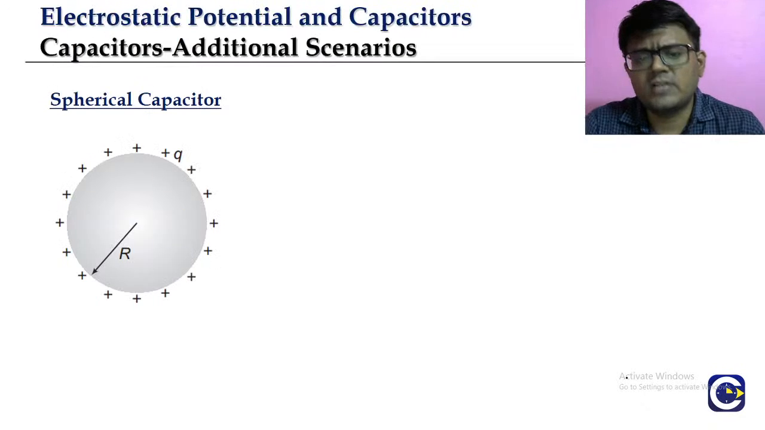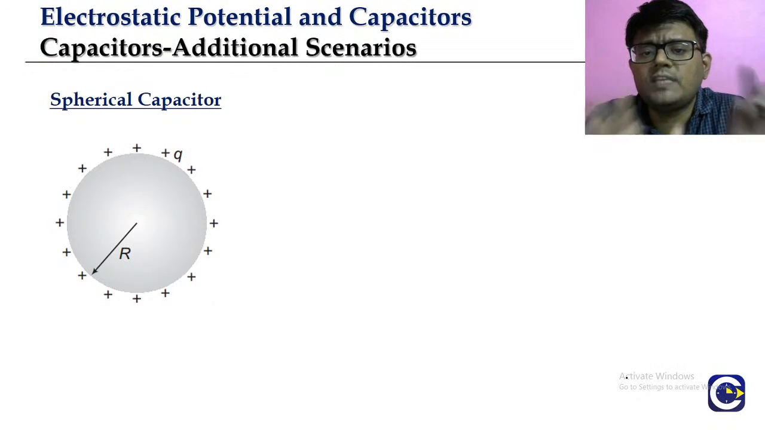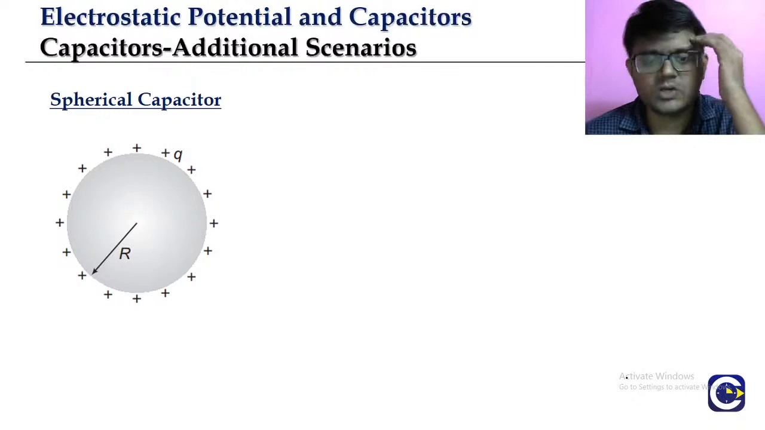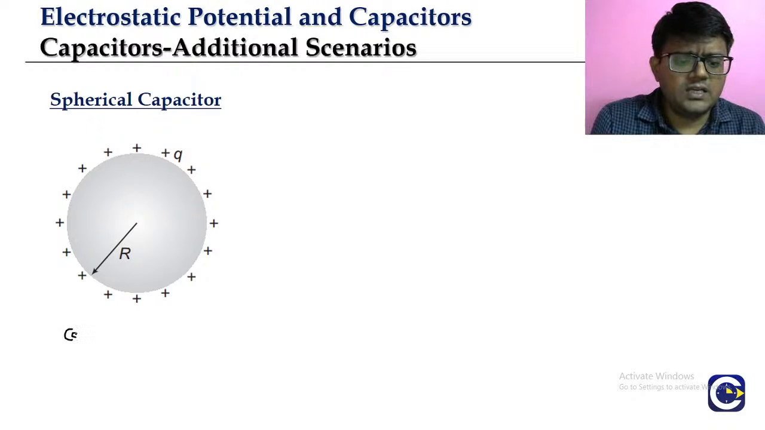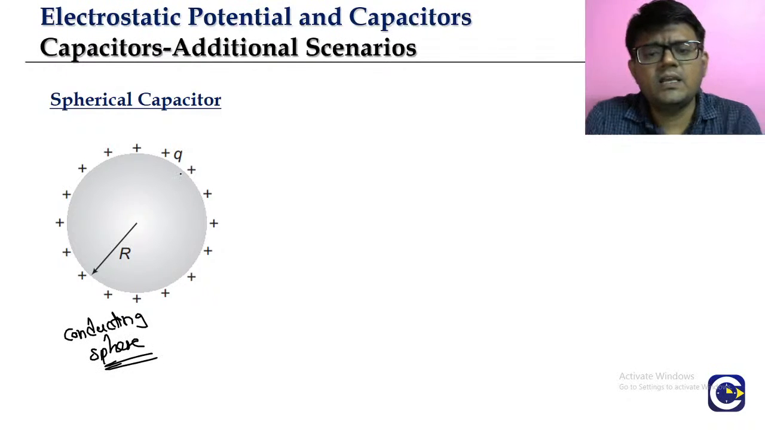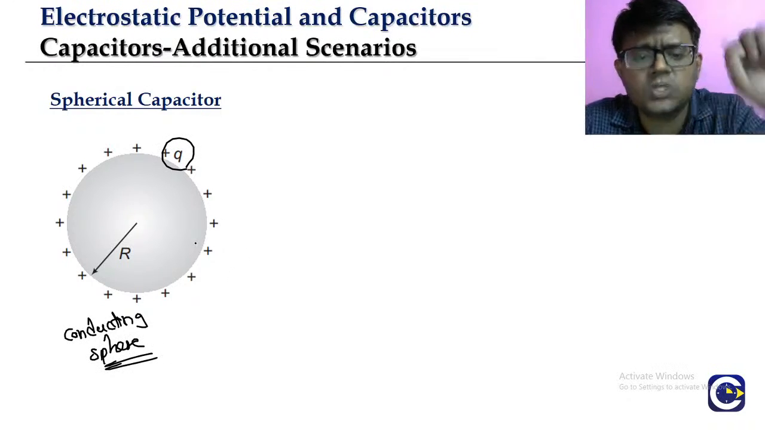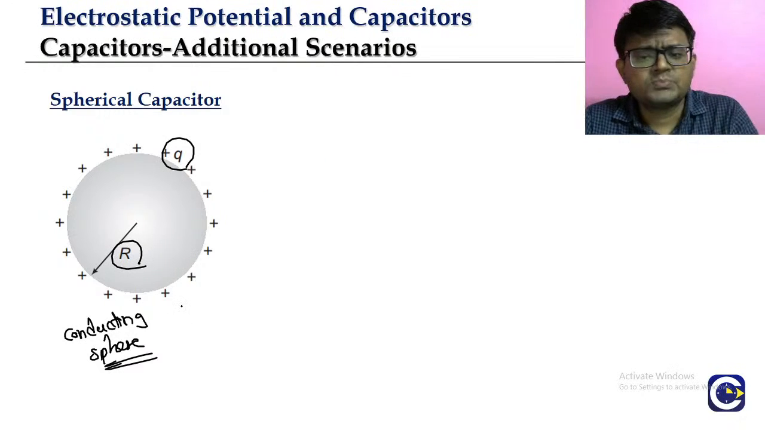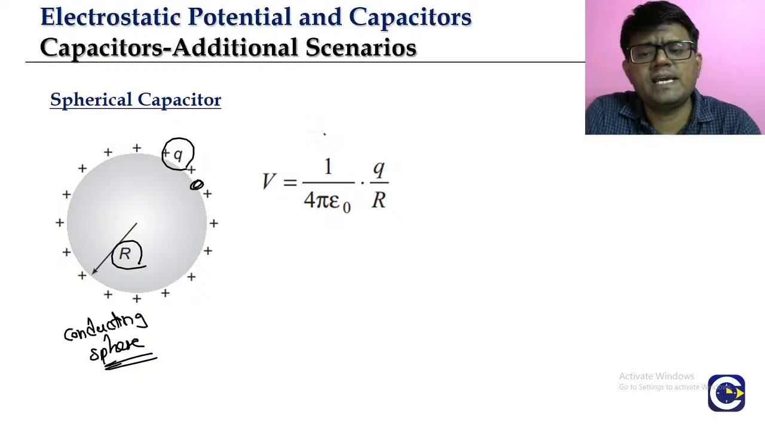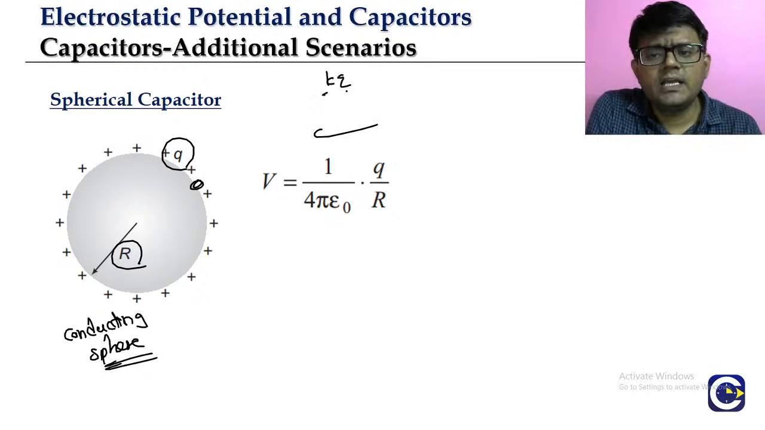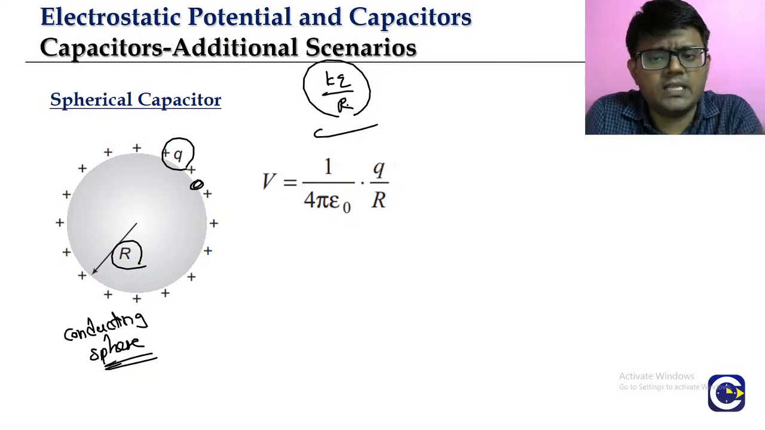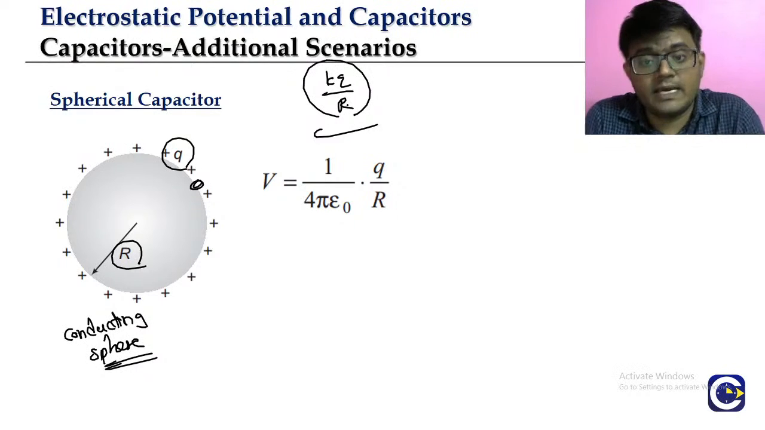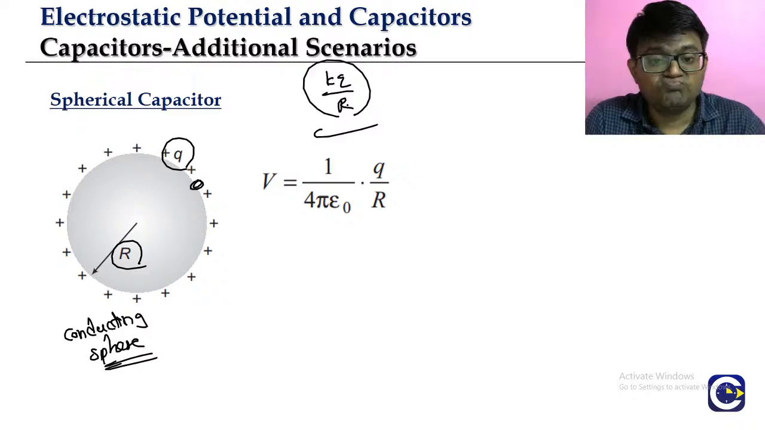Additional scenarios: we are going to see the modification of the spherical capacitor. Already spherical capacitor பத்தி we have talked about it. What is a spherical capacitor? Take a conducting sphere. Here, we are taking a conducting sphere to which we are giving a charge Q, radius of the sphere R. So what is the potential on the surface of the sphere? Potential formula என்ன, KQ by R for a conducting sphere, otherwise 1 by 4 pi epsilon naught Q by R. That is our potential.